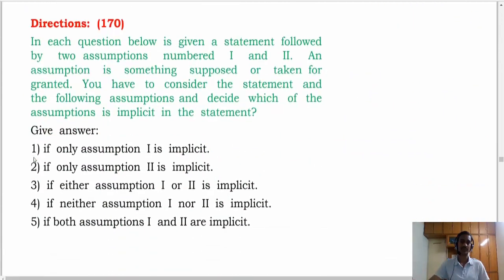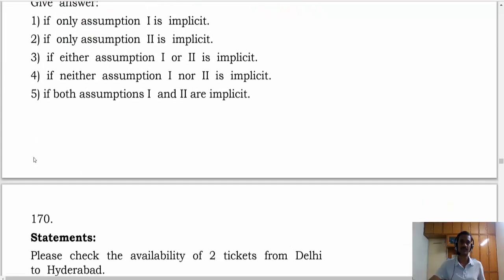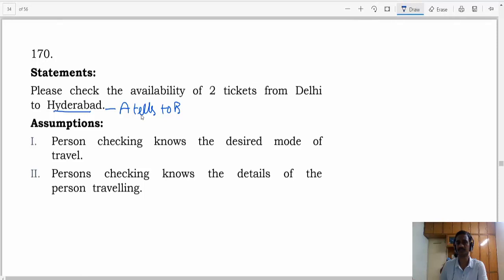Then 170, assumption. Now in this question number 170, assumption, which among the following is implicit? Implicit means which is not clearly or explicitly given. Okay? Then please check the availability of 2 tickets from Delhi to Hyderabad. Now let us take for example A tells B. A is telling B. What did he say? Now please check the availability of 2 tickets from Delhi to Hyderabad. He said, check 2 tickets to go from Delhi to Hyderabad.